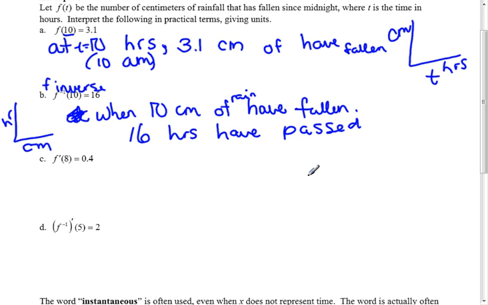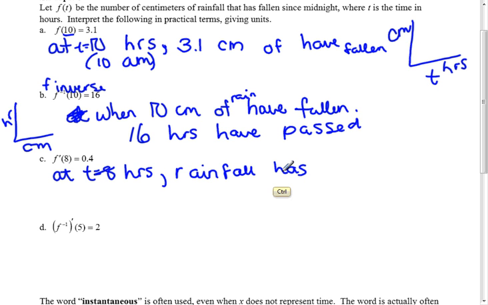If we go to part C, we are talking about now f prime. F prime, remember, would be the slope of this. So we're going to be talking about centimeters per hour. So at t equals 8 hours, or 8 a.m., whichever one you want to think about. Now we have a positive derivative value. So at t equals 8 hours, rainfall, I guess what you could say, rainfall has increased, or is increasing, let's say that. Oh man, okay, forget that. Rainfall is increasing, because it's still increasing.